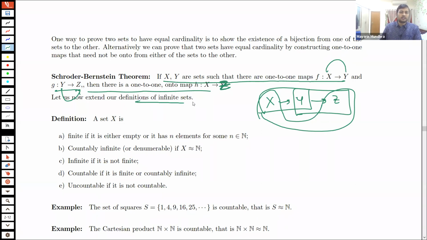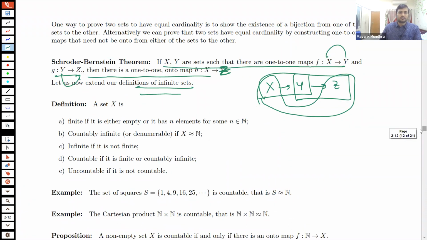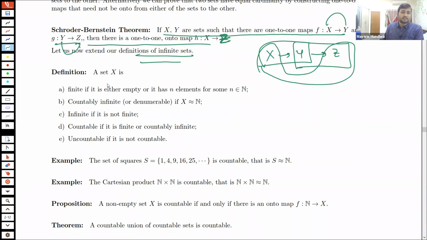Now let us look at infinite sets. So first let us define what are infinite sets. A set X is finite if it is either empty or has some finite number of elements in it. So I've already seen what's a finite set. Now a set is called countably infinite if it has the same size as N. Okay, so if a set has the same size as the set of natural numbers, then we call it countably infinite. This term is important, countably infinite.